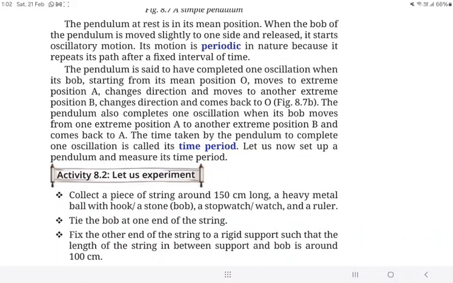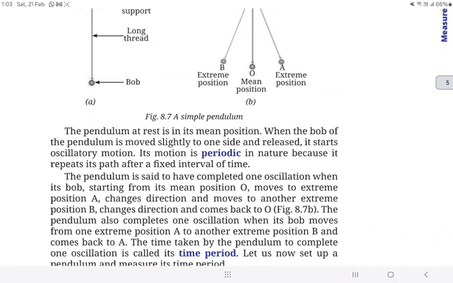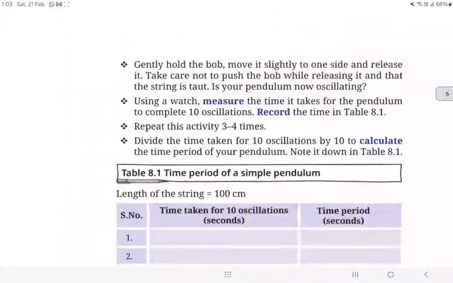You can learn that the time period is the time taken by the pendulum to complete one oscillation. Whatever time the pendulum takes to complete one oscillation, that means from extreme position A till extreme position B and then back to the extreme position A, that is called the time period.